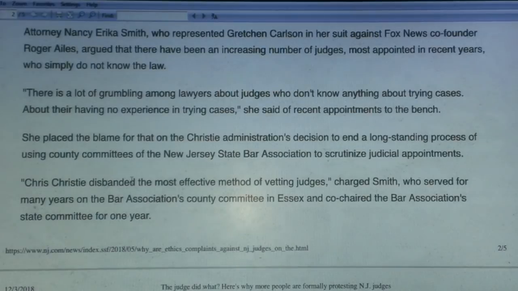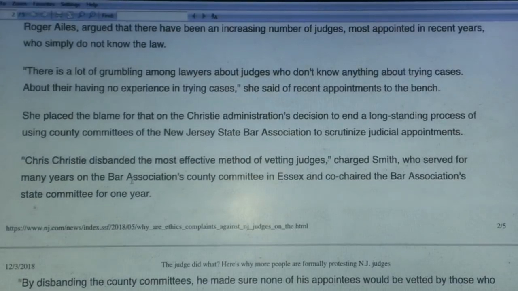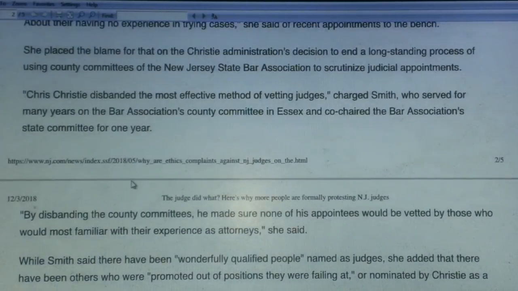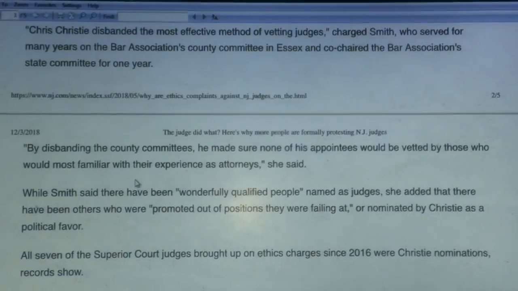Charged Smith, who served for many years on the Bar Association County Committee in Essex and co-chaired the Bar Association State Committee for 1 year. I don't care. You still wasn't doing enough. Still wasn't doing enough. And you're helping these criminals get by.